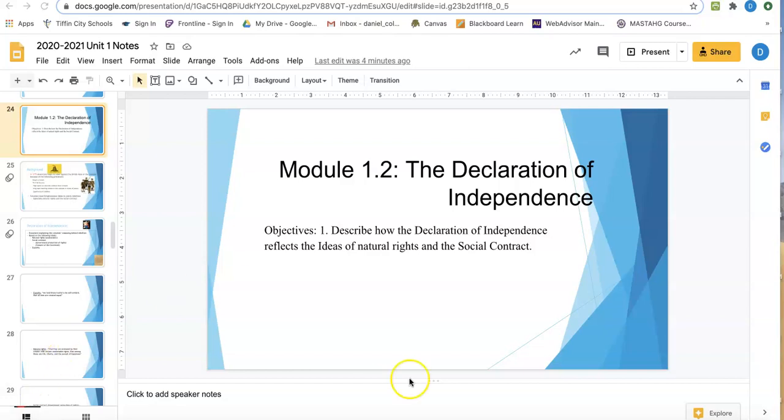Our objective today is to describe how the Declaration of Independence reflects the ideas of natural rights and the social contract. Now, if you're not sure what those terms mean, you need to go back and watch the video also in this module because I went over what those were. Not going to do that as much in detail. Today's more the practicing of those terms. So let's go ahead and get started.